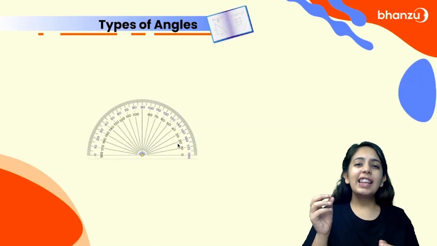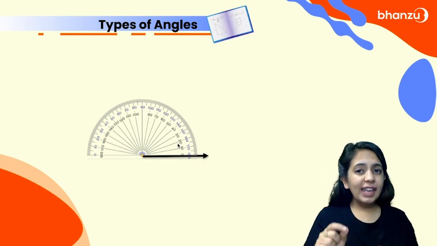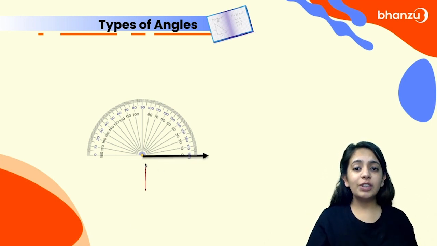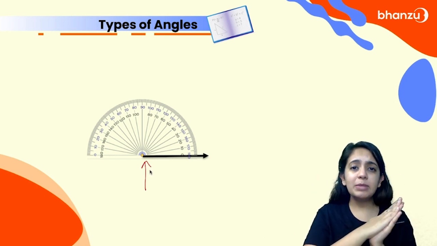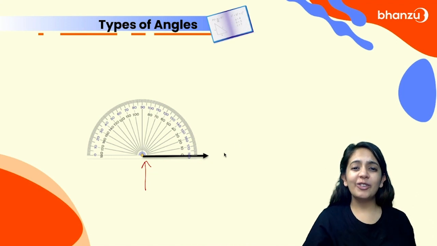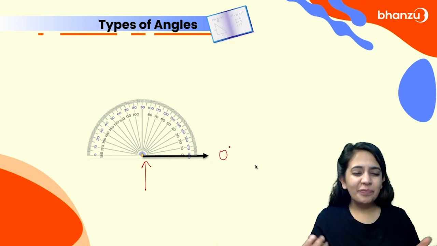So first, let's take both the arms of the angle on the 0 degree. Make sure to put the center point of the protractor on the vertex of the angle. Now since both the arms of the angles are at 0 degree, so therefore this is a 0 degree angle. And the special name of it is also 0 degree angle.